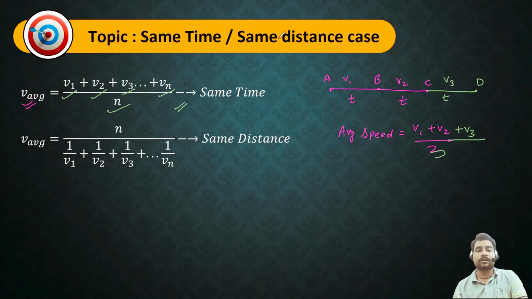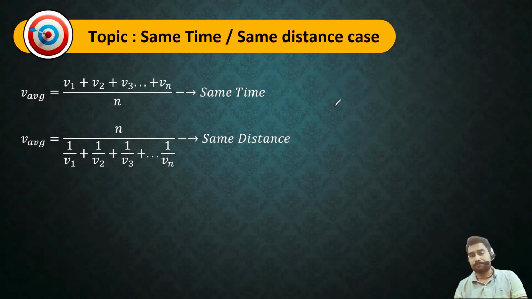Now what about if distance is the same? Let's say I traveled A to B and B to C, and the time taken is different, T1 and T2, but the distance is the same. Okay, distance is same. Now let's consider another case in which I cover the same distance.